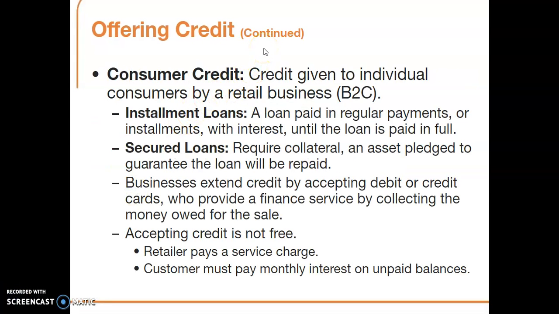Consumer credit is credit given to individual consumers by a retail business. There's a couple of different types of consumer credit that are offered from businesses to consumers. The first is an installment loan. That's a loan paid in regular payments or installments with interest. Remember, interest is the cost of a loan until the loan is paid in full. There's also a secured loan that requires collateral, and collateral is an asset pledged to guarantee the loan will be repaid.